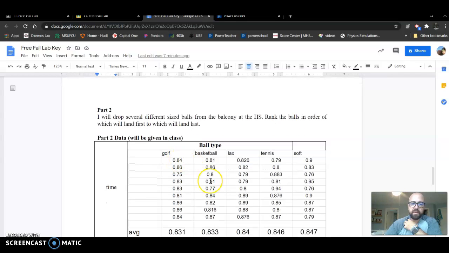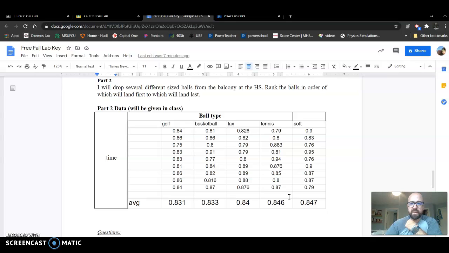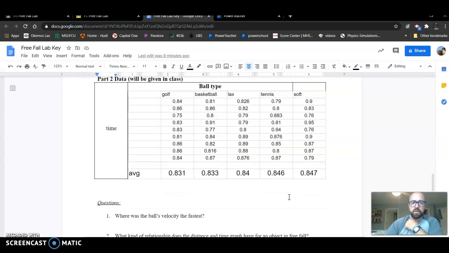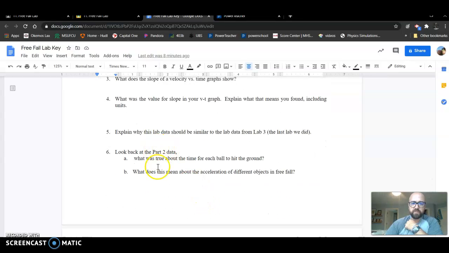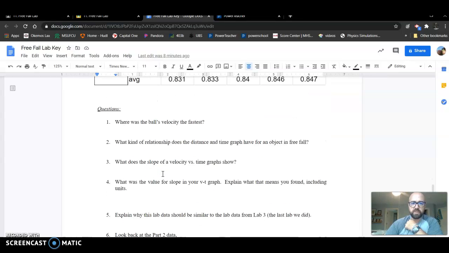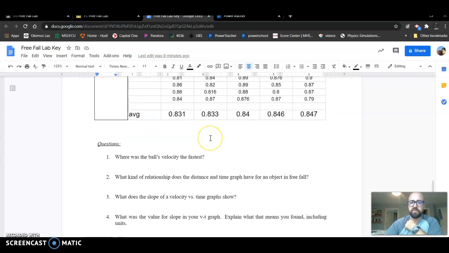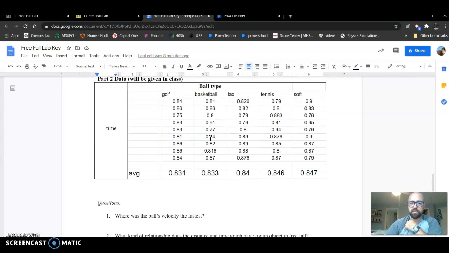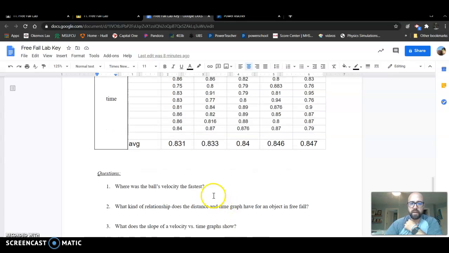And then we had the data that I gave you in class about dropping these different balls off the balcony at the high school. And I was really kind of confused by the way some of you answered the lab questions that followed. So, the part 2 stuff only was for this last set of questions. So like, where was the ball's velocity the fastest? Some people said golf ball. Which was such an abstract answer to me, because I didn't really understand it, and it told me you just didn't understand the question.